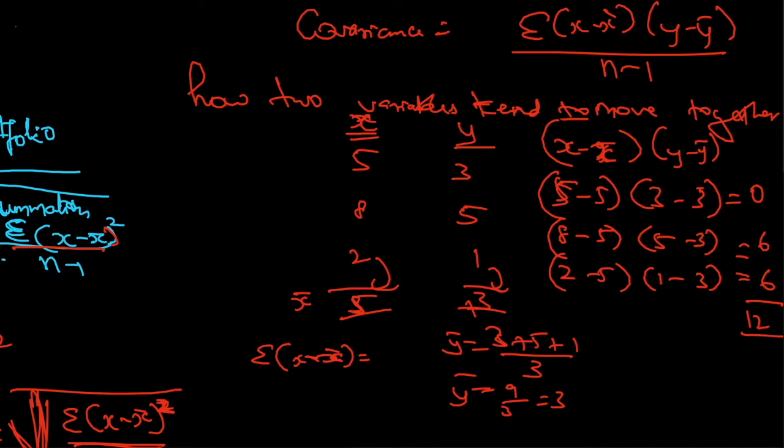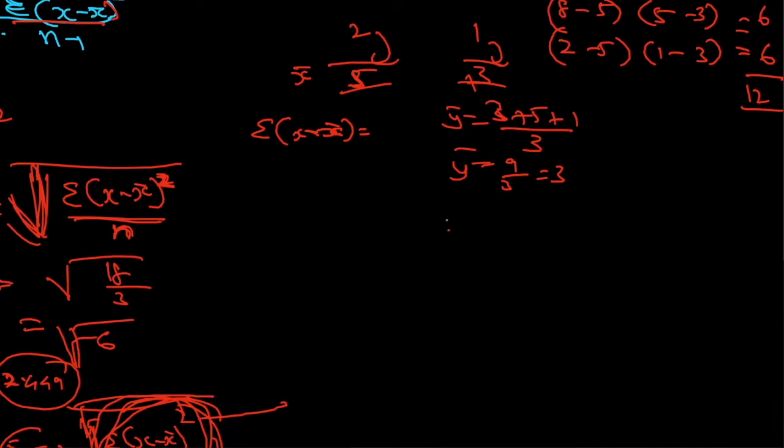So covariance is equal to summation of x minus x bar into y minus y bar, which is 12, divided by n minus 1. N is 3, 3 minus 1 is 2. Okay, so 12 by 2, that comes to 6. So when I get this positive number, I can say that these two variables x and y are moving together. However, it doesn't tell the strength of the linear relationship.